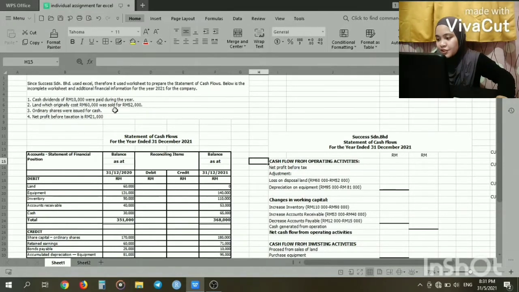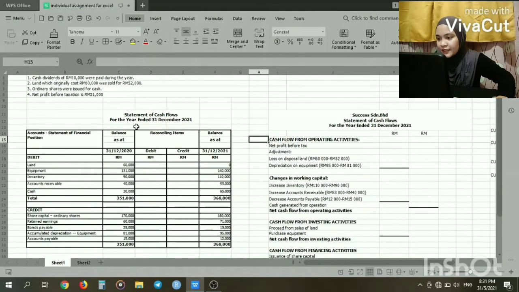Alright, let's take a look at an indirect cash flow statement. We also have some additional information given at the top, and this is typically what you will see for an indirect cash flow problem. This is the worksheet that I copied from the Word individual assignment. So we need to complete all the debit and credit amounts for the reconciling items.